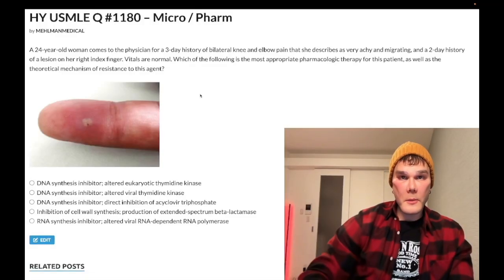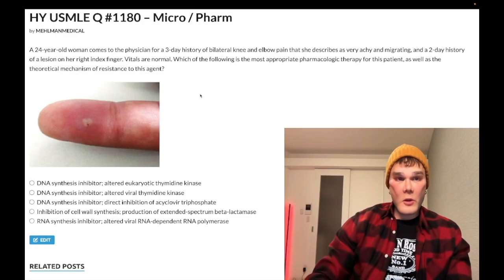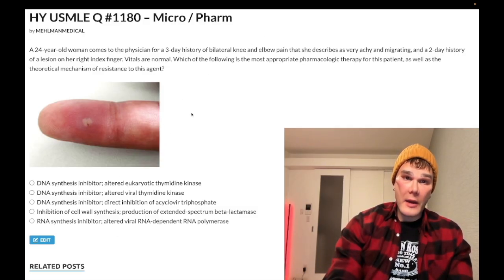How's it going, guys? We have a medium difficulty question for Pharm, steps 1 and 2. Even though the answers are very step 1-esque, this diagnosis, you gotta know this for 2CK, right?